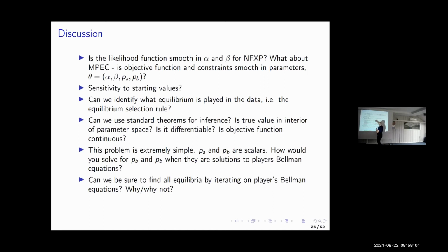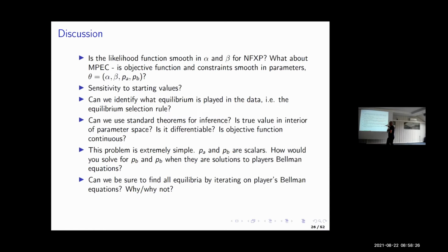Can we identify the equilibrium that was played in the data? Yeah, it seems like these PA and PB are things we can estimate, right? Non-parametrically, we can estimate the PA and PB simply by using the data. We observe how many times each of the firms is investing and not investing.